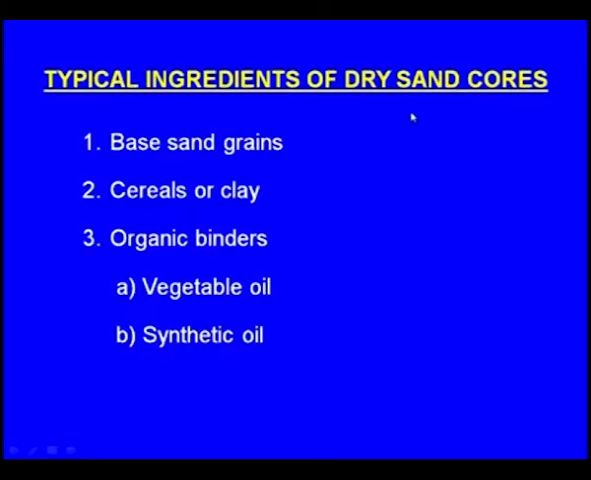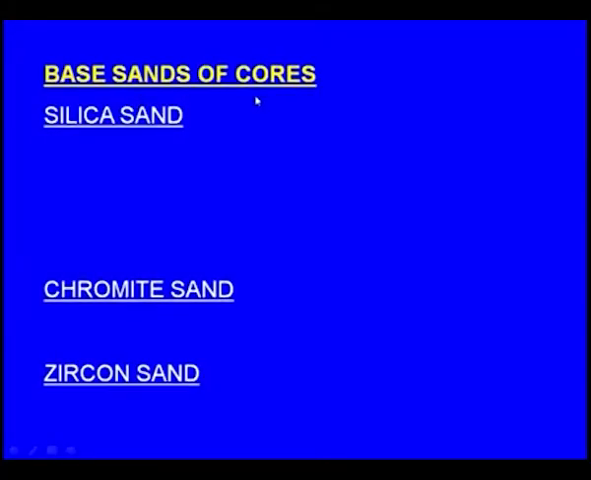Now, let us see the ingredients of the dry sand cores. These are the typical ingredients of the dry sand cores. One is the base sand grains, second one is cereals or clay, third one is organic binders. These organic binders can be vegetable oils or synthetic oils. First, let us see the base sands of the cores. Generally, the base sands of the cores can be silica sands, chromite sands or zircon sands. Even these sands are used in the green sands also.